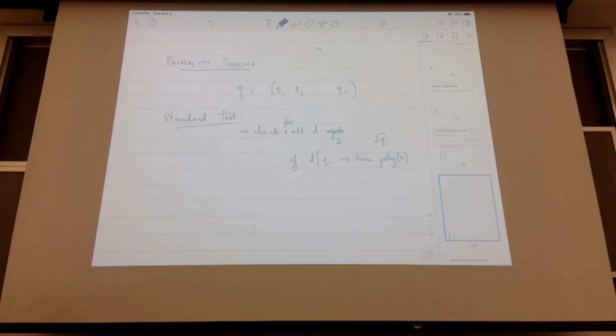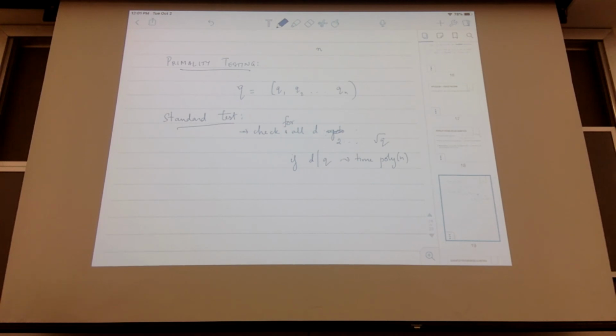Actually, this is the reason people like primality testing. It's a very basic problem, because you can add, multiply, and do division and stuff like this in polynomial in n time. Can you check primality in polynomial in n time? Yes, that's the reason we're interested in this.